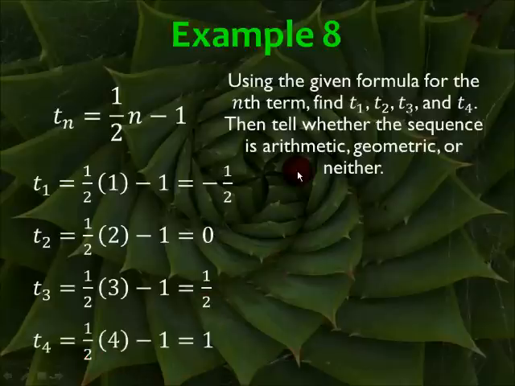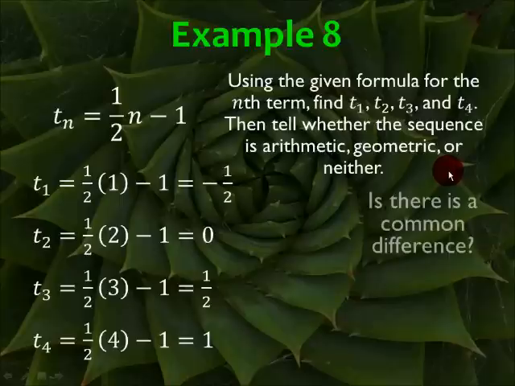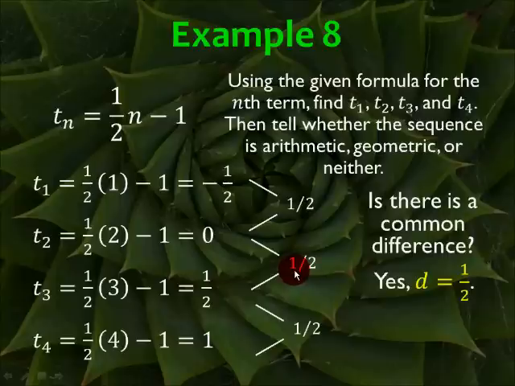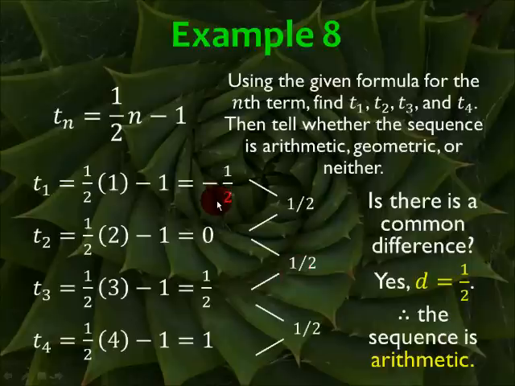Now, we have the first four terms. Now let's see if we can figure out if the sequence is arithmetic, geometric, or neither. Is there a common difference? Let's see. To go from here to here, we do add 1/2. To here, we add another 1/2. And to here, we add yet another 1/2. So it looks like we do have a common difference of 1/2. So we can conclude that we have an arithmetic sequence. So if you have a formula for T sub n, or Tn, plug in the different values of n. This will tell you the first term, second term, third term, or fourth term, and then see if there's a common difference or a common ratio, or neither.